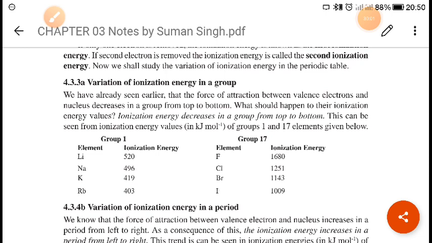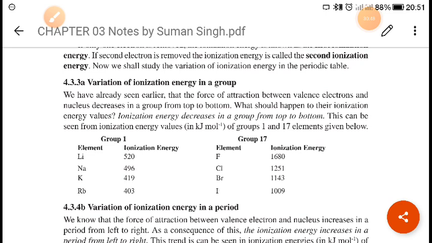So here there are certain exceptions also, right? We have to see the exceptions also. It is not that it follows the regular trend; there are some exceptions. What was that exception? The exception is between boron and oxygen. We will take the example. Boron and oxygen have a lower ionization energy as compared to beryllium and nitrogen.